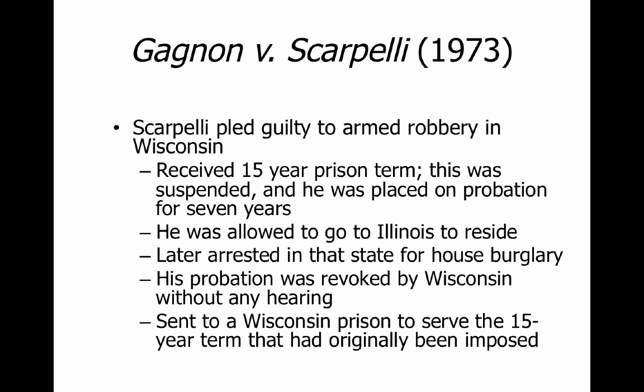In Gagnon v. Scarpelli in 1973, Scarpelli pled guilty to armed robbery in Wisconsin and received a 15-year prison term. It was suspended and he was placed on probation for 7 years. He was allowed to go to Illinois to reside. Later he was arrested in that state for house burglary, so his probation was revoked by Wisconsin without any hearing. He was sent to a Wisconsin prison to serve the 15-year term originally imposed.